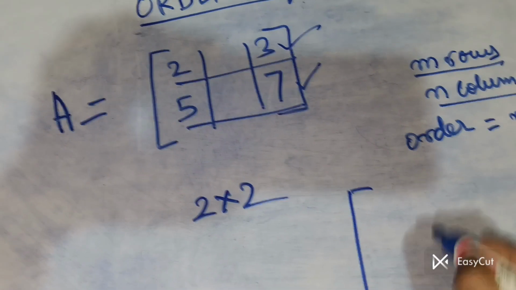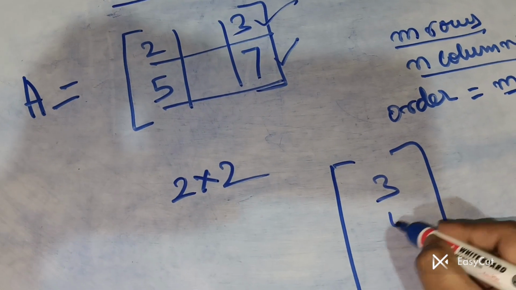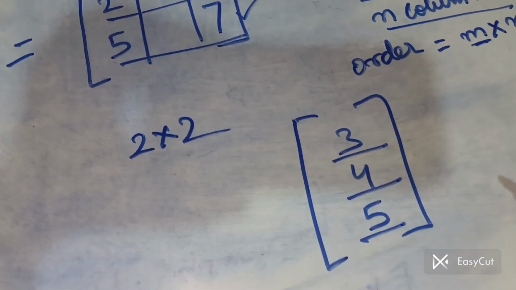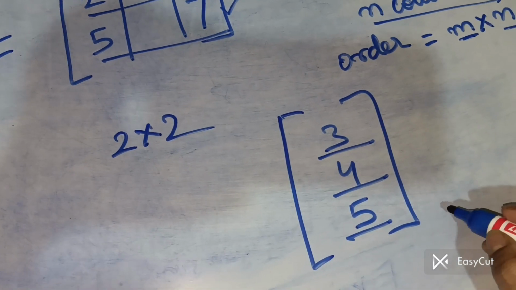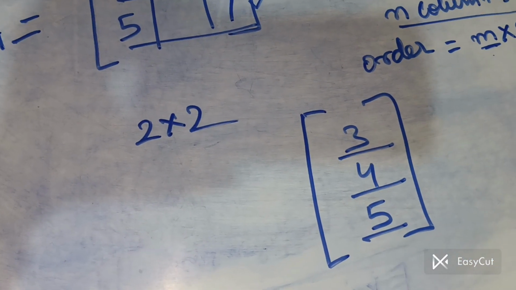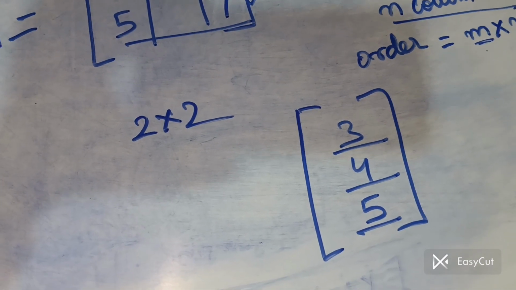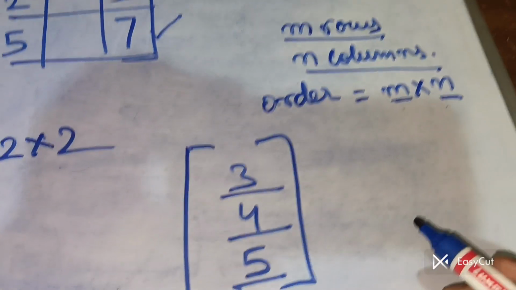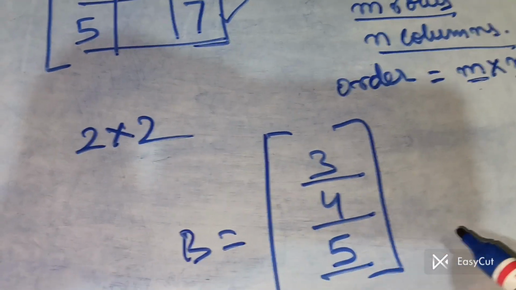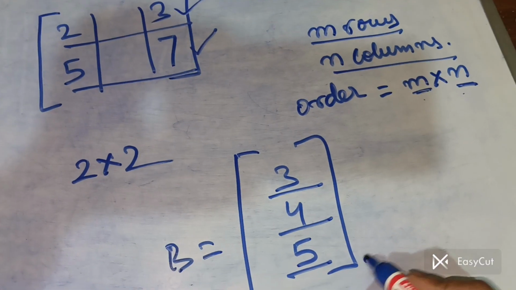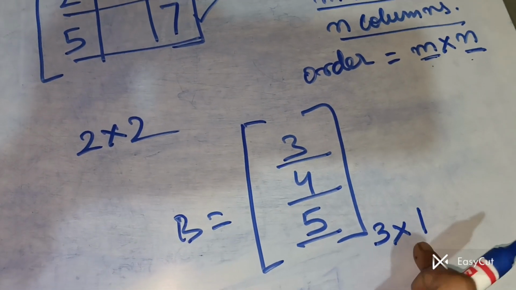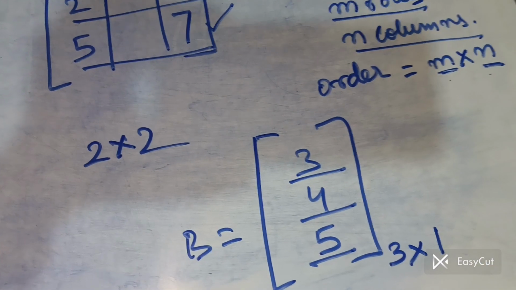Again, if there are elements like this, see here there are 1, 2, 3 rows and only 1 column. So as we said earlier, m by n, m represents the rows and n represents the columns. So how do we represent this matrix? Suppose this is B, so the order of B will be equal to 3 by 1 because there are 3 rows and only 1 column, so it will be 3 by 1.